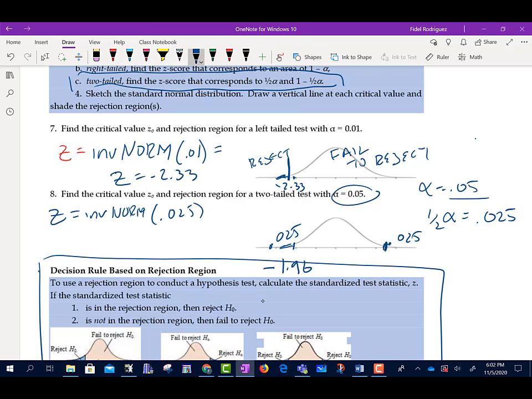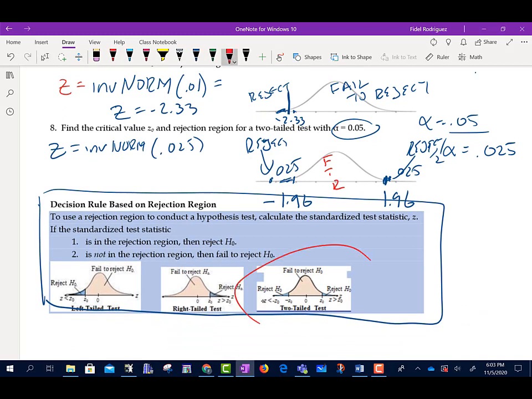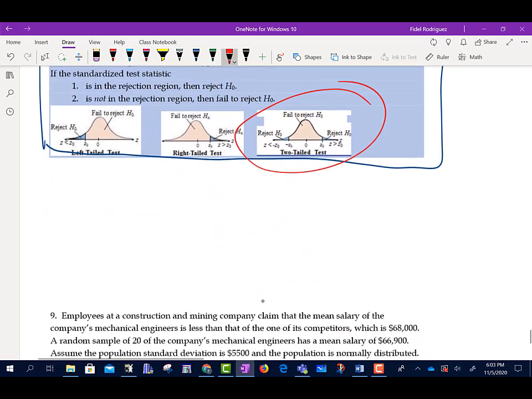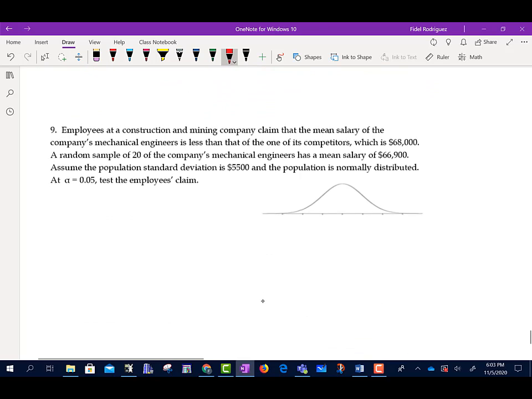This value here is positive 1.96, right? These are my rejection regions. So reject and reject. I know I'm writing over it. And then I'm just going to abbreviate here. This is going to be fail to reject. Okay? And it's basically this picture right here that I was kind of going with. Okay. All right. So now let's take a look at, we got a couple of problems here.